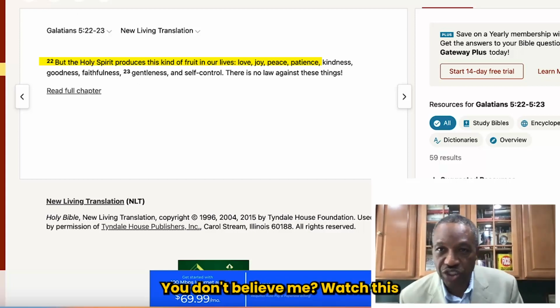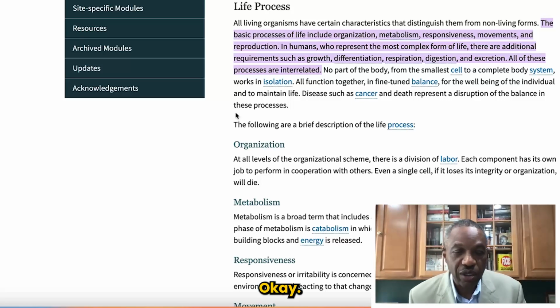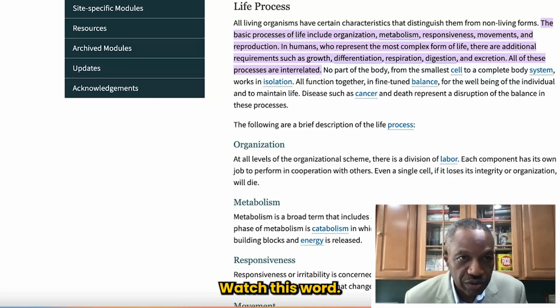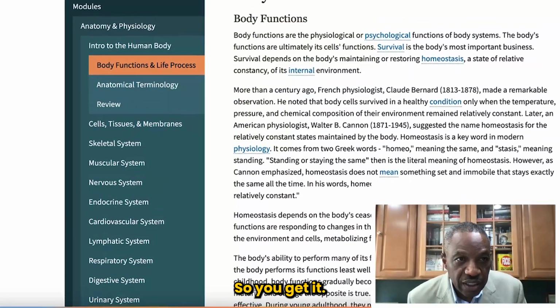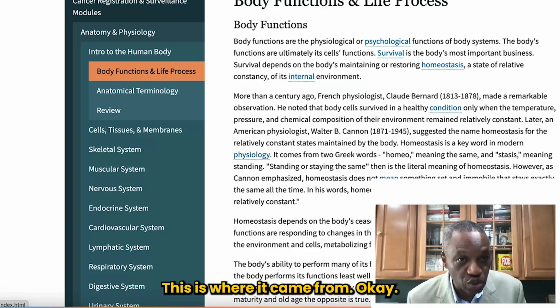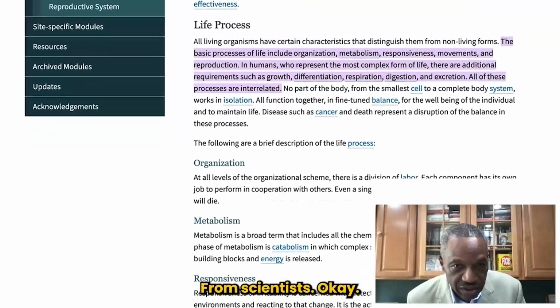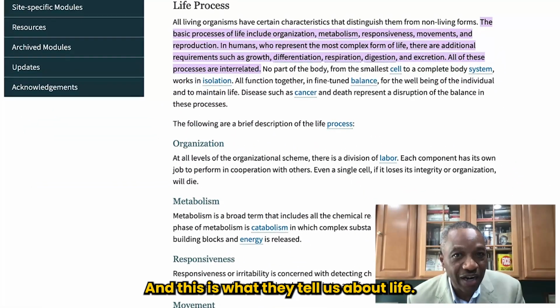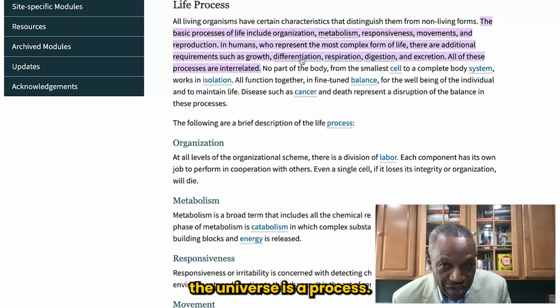You don't believe me? Watch this. Let me show it to you. Okay? Watch this word. And this came so you can get it. It came from the National Cancer Institute, NIH. This is where it came from. These are from scientists. And this is what they tell us about life, that life is indeed a process. And everything in the universe is a process.